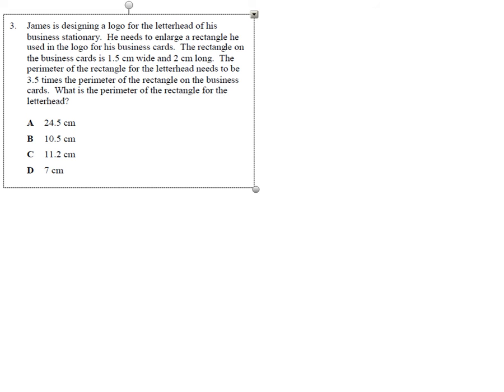All right. Jimmy is designing a logo for his business. He needs to enlarge a rectangle. It was small, and it needs to be 3.5 times bigger. So what is the perimeter of the new shape?